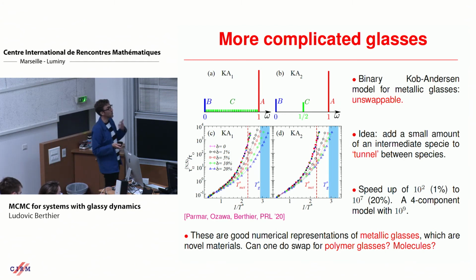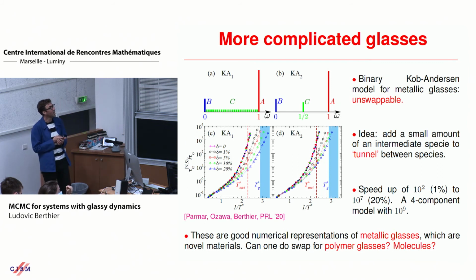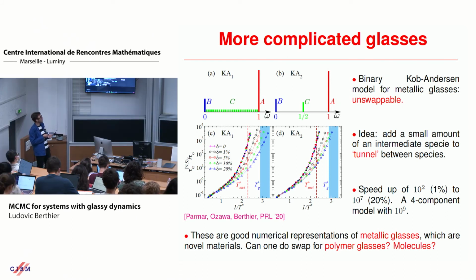So we thought, okay, how do we invent a model that looks like the Kob-Andersen, but where you can do the swap moves? We just said, well, let's introduce an intermediate species in the middle, the C species, which is halfway between A and B. It turns out that the swaps between A and intermediate C particles are allowed. The swaps between B and C are allowed. So in 2 swaps, you can jump from A to C and then C to B, and then you have done your swap from A to B. That's impossible otherwise. So we've developed ternary or even continuous models with the Lennard-Jones, and we get, again, gigantic speedups. And these systems are actually good representations of actual materials called metallic glasses.